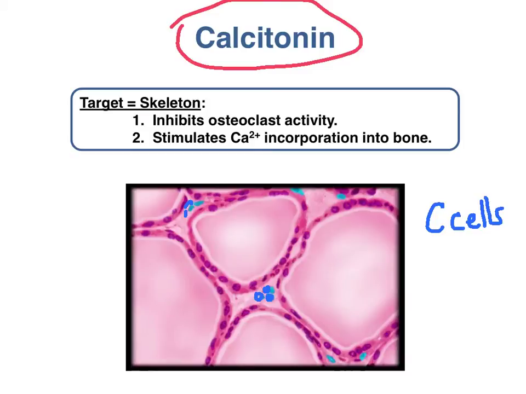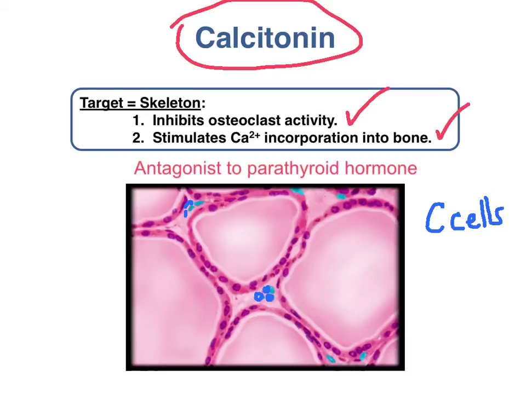When calcitonin is present, it lowers blood calcium levels by these two effects: inhibiting osteoclast activity and telling your bones to take up more calcium. This is the opposite of what parathyroid hormone does. So calcitonin is an antagonist to parathyroid hormone.